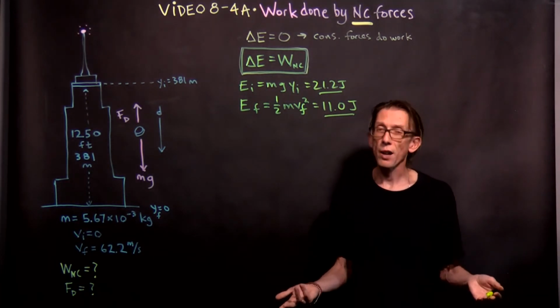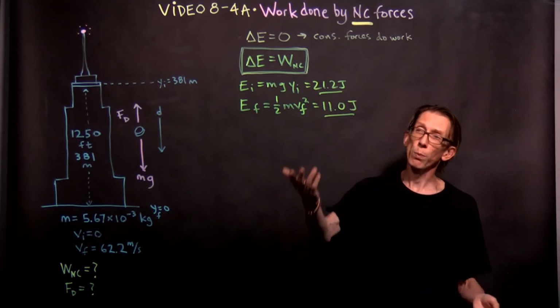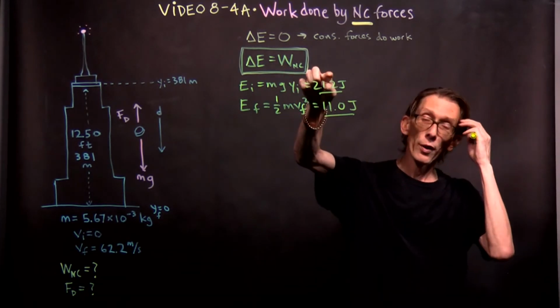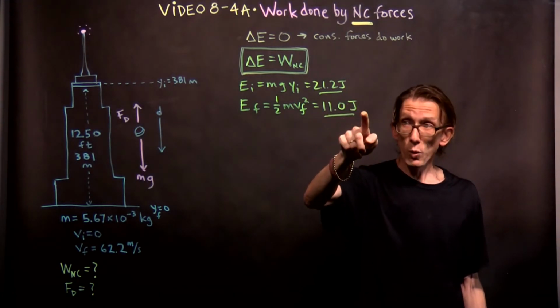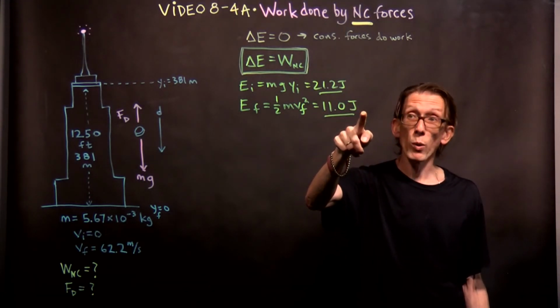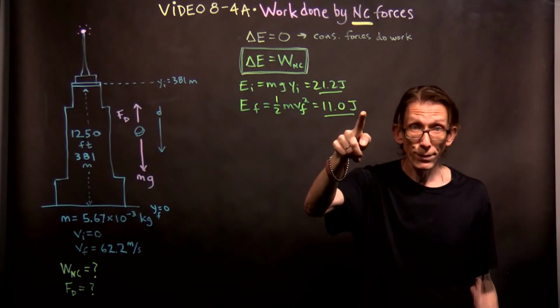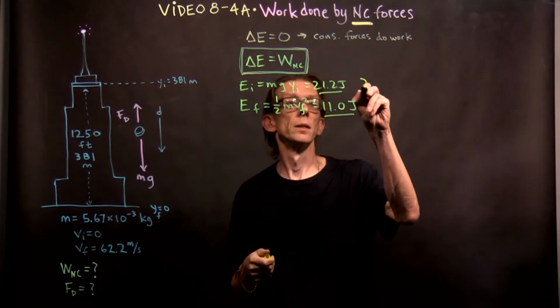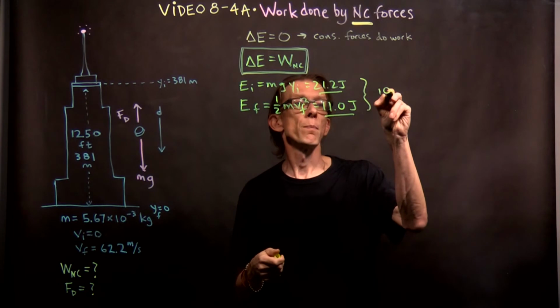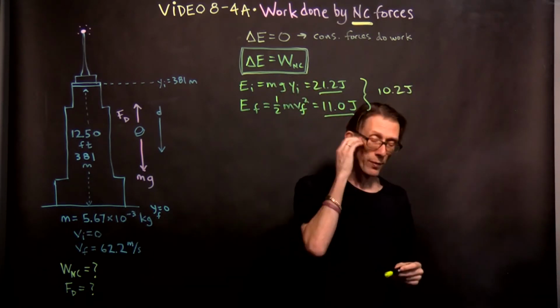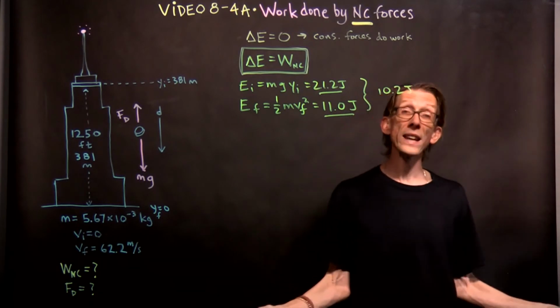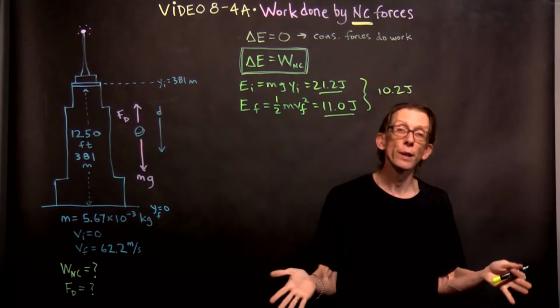In our analogy of the buckets, what's happening here is we're pouring energy out of our potential energy bucket into our kinetic energy bucket, but we're letting a lot of it spill to the floor. In fact, the difference is 10.2 joules. We have allowed 10.2 joules of energy to fall on the floor. It's wasted, it's gone. It cannot be recovered.